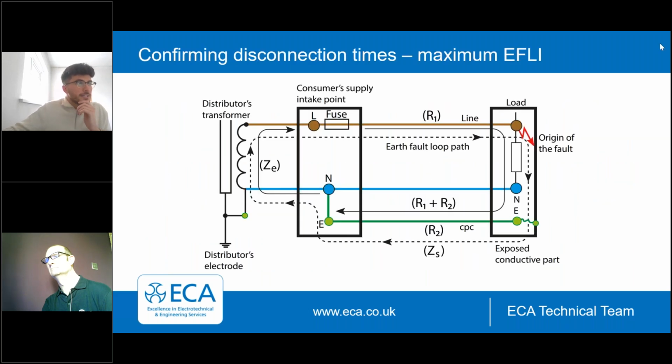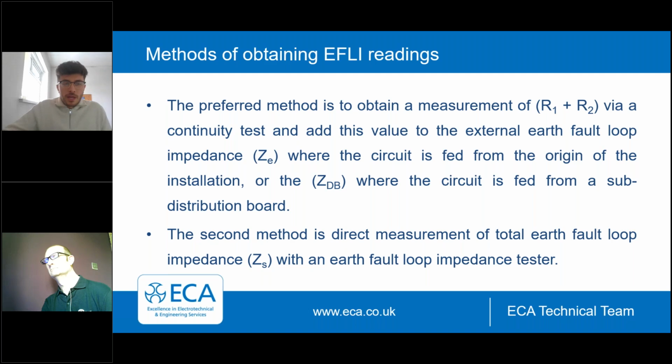Just flicking back to the image I previously had, R1 being the resistance of the line conductor, R2 the resistance of the circuit protective conductor, and ZE the impedance based on the external part, the supply. So that's looked at as the preferred method. The second method is direct measurement of total earth fault loop impedance with an earth fault loop impedance tester. This is something we're going to focus on quite a lot today, in particular the direct measurement.